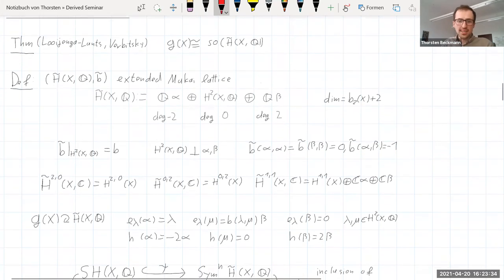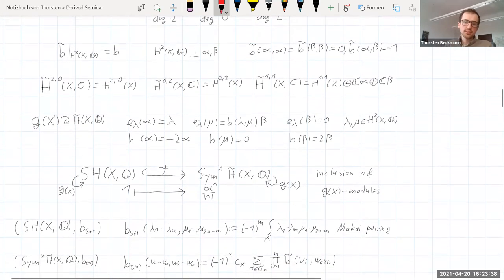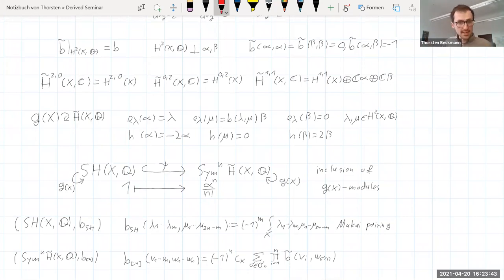The reason why I did this is the following. If we consider this Verbitsky component as an irreducible representation of the Looijenga-Lunts-Verbitsky Lie algebra, then we can embed it as an irreducible representation into the following module over the Lie algebra. Namely, we can take the nth symmetric product of the extended Mukai lattice. I told you how the Lie algebra acts on the extended Mukai lattice, and there is a natural extension of that action to the symmetric product just by derivations. Since it's an irreducible representation, this embedding is by Schur's lemma uniquely given by a scalar. I forced the fundamental class 1 to be sent to the element alpha to the n times n factorial. And the n factorial is just a convention of scalars, for the following reasons.